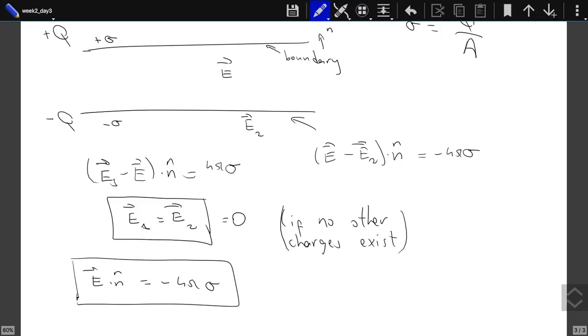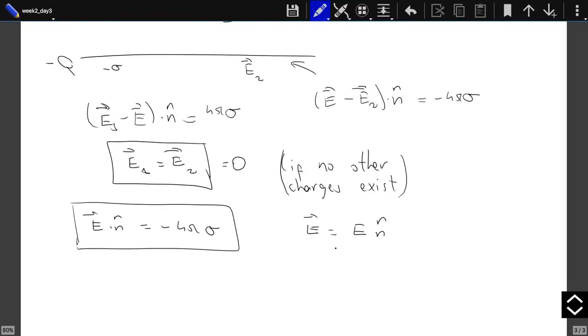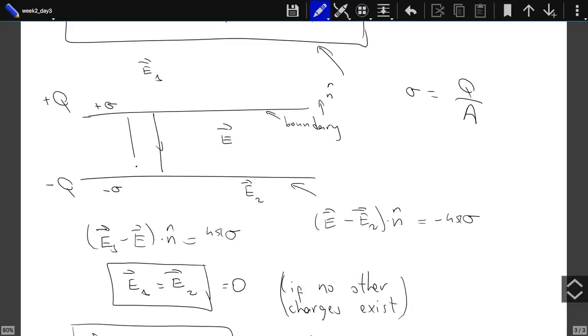Then there is an additional input. You say that, okay, this is almost infinite, so there's no preferred direction, so the electric field should be vertical. It cannot have any other direction. So basically you said that E is equal to some number in the n direction. This is the additional input you give to the Gauss law. Then under these conditions, E is equal to minus 4 pi sigma. So the electric field is minus 4 pi sigma, and it's in the opposite direction to n. So this is our electric field. It's uniform, it's constant, etc.